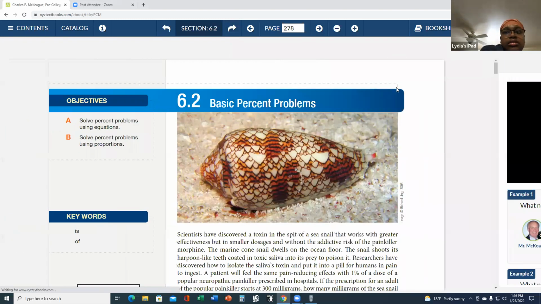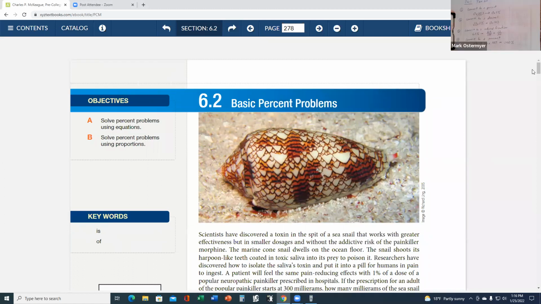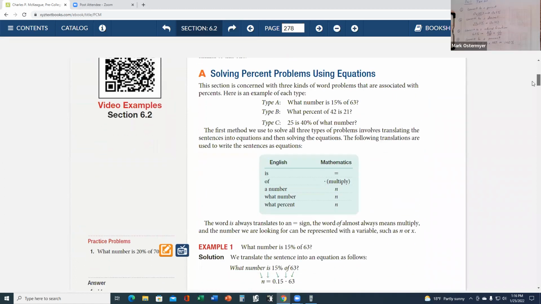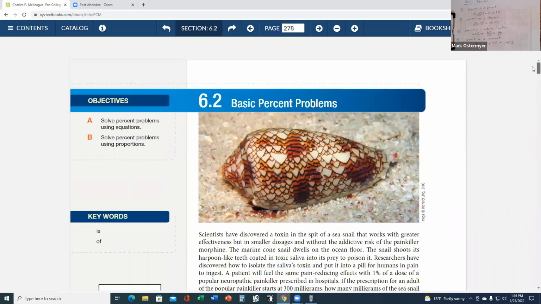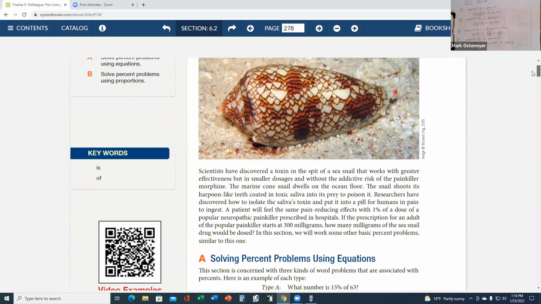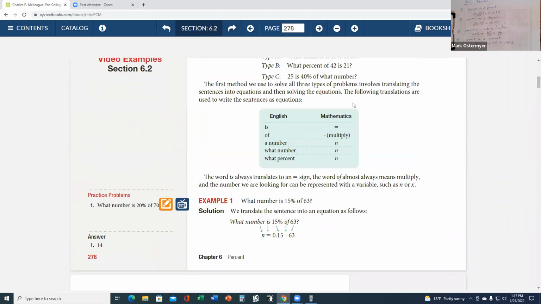Well, what it says is basic percent problems. Okay, so we're going to learn how to solve basic percent problems. And on the first page of section 6.2, there's an important shaded box, ladies and gentlemen. In this shaded box, it gives us an idea as to how to translate words into appropriate mathematical operators or symbols. When you see the word is in a word problem, that suggests that we would replace it with the equal sign. Is means equals. Of means multiply.